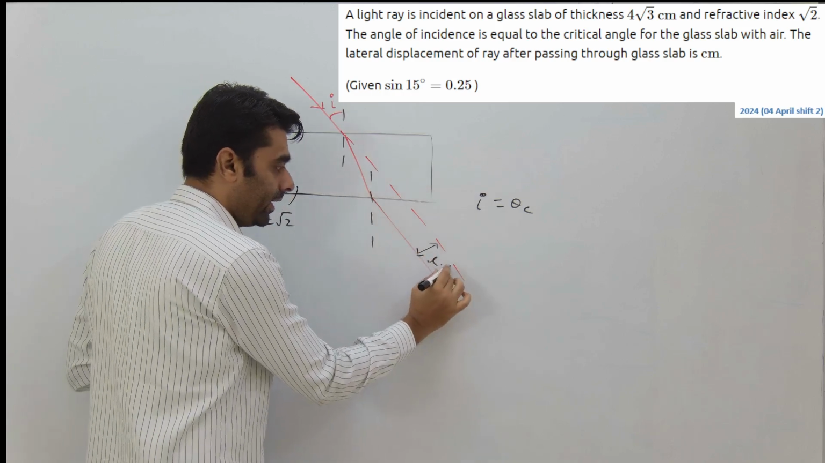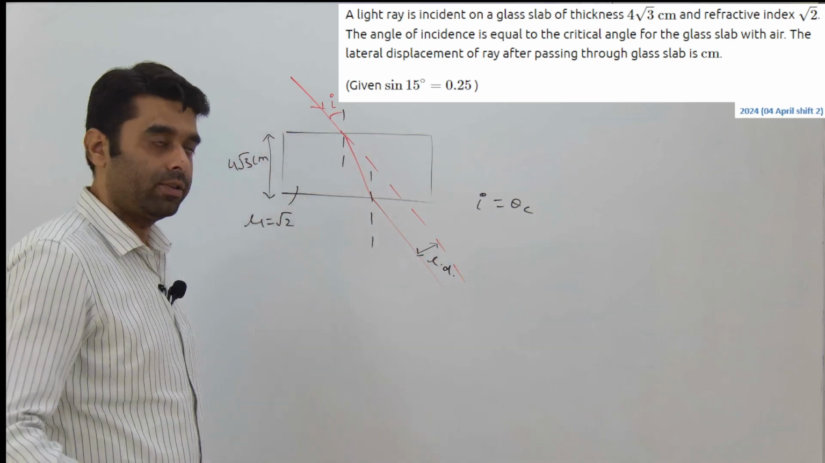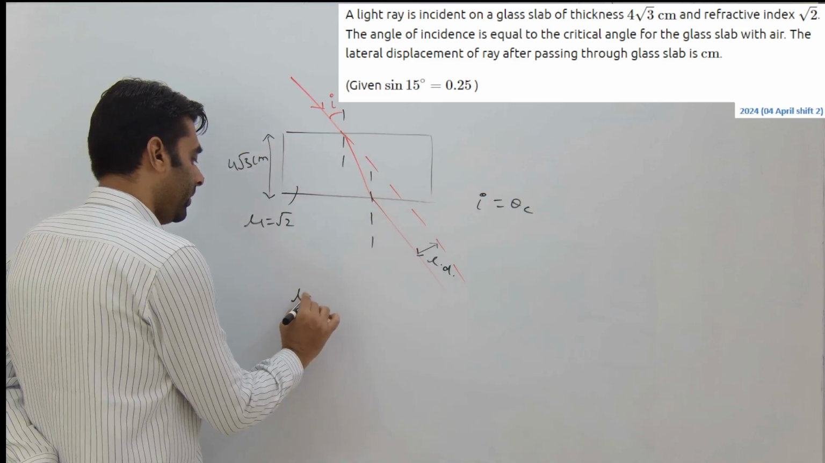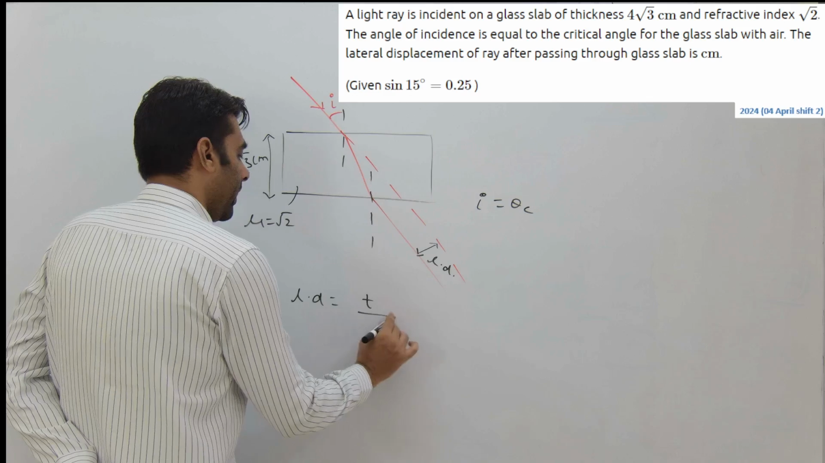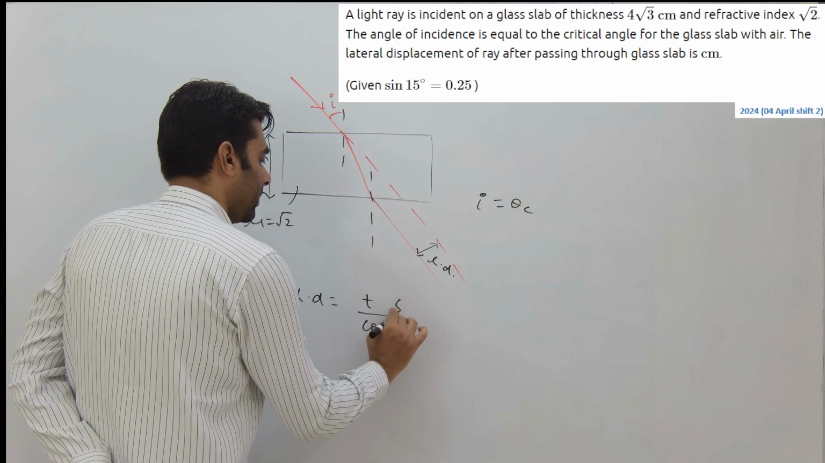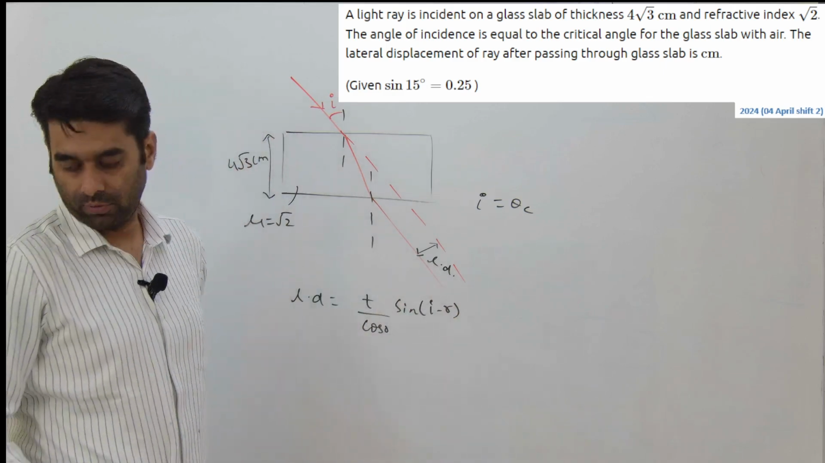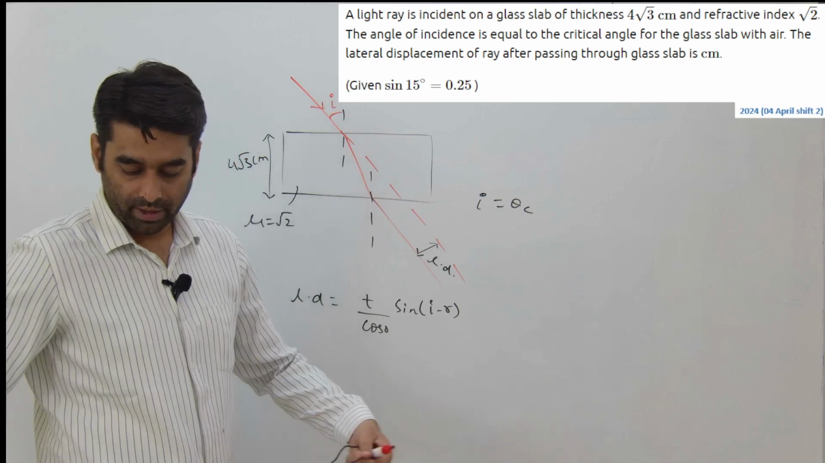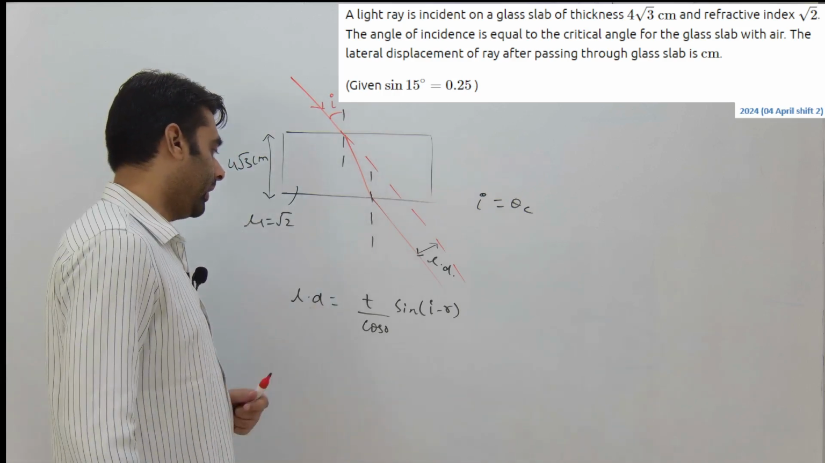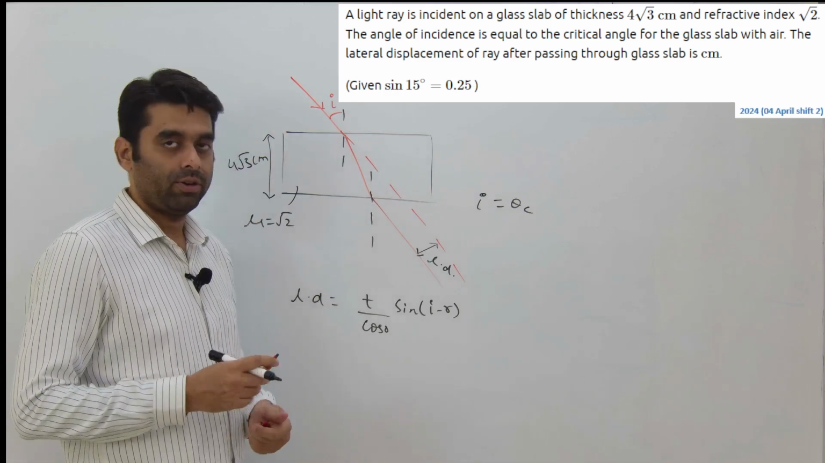So this is our lateral displacement. Let's call it LD. What is the relation for lateral displacement? The relation for lateral displacement is t by cos r times sine of i minus r. I hope you know this. If you don't know, please write it down, right? So lateral displacement is t by cos r sine of i minus r.